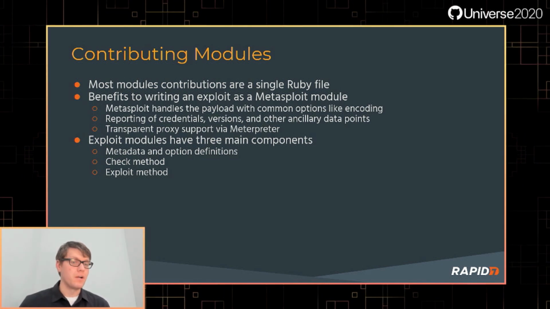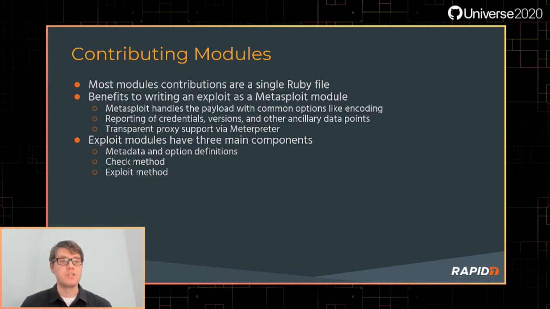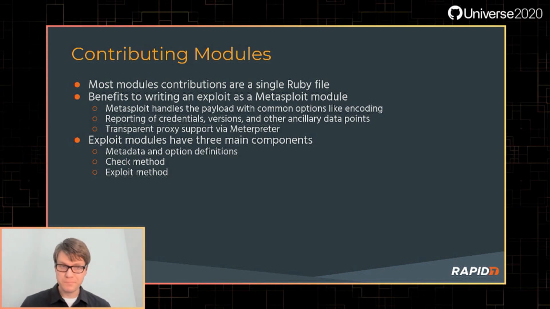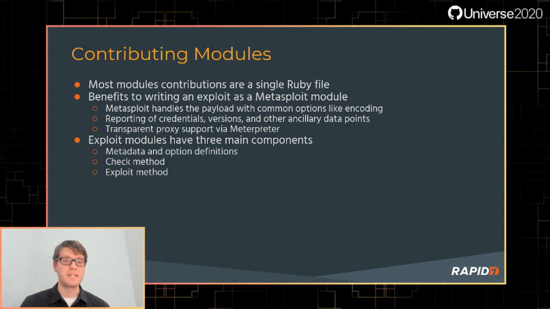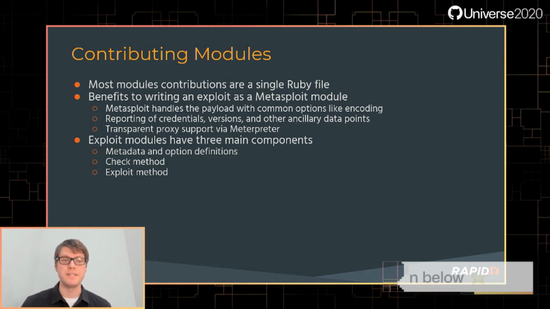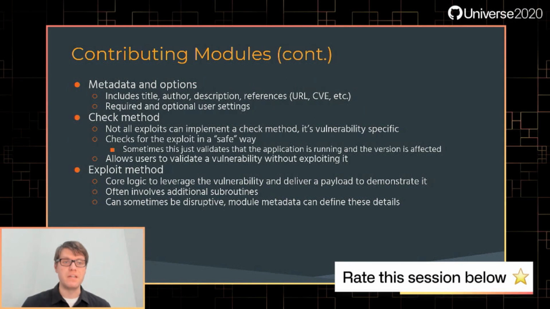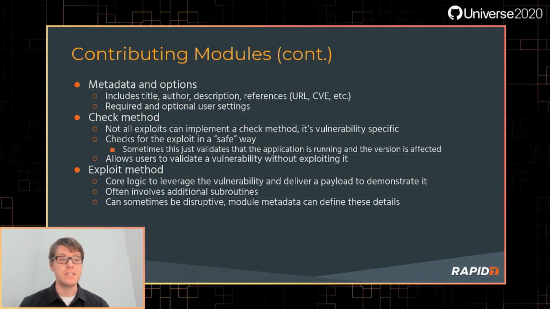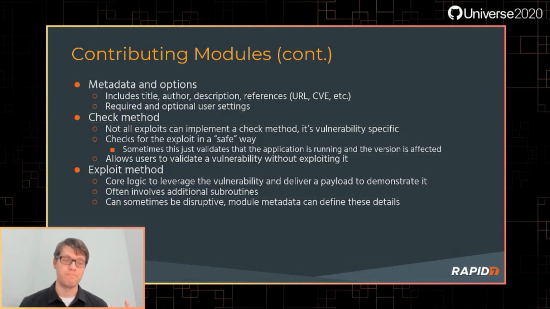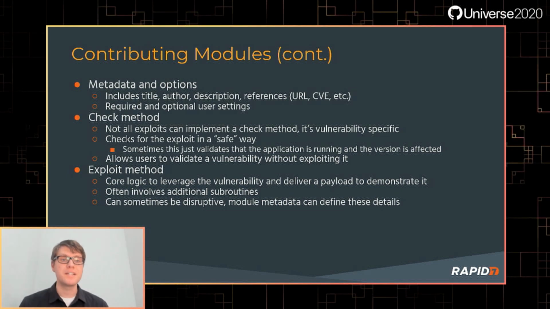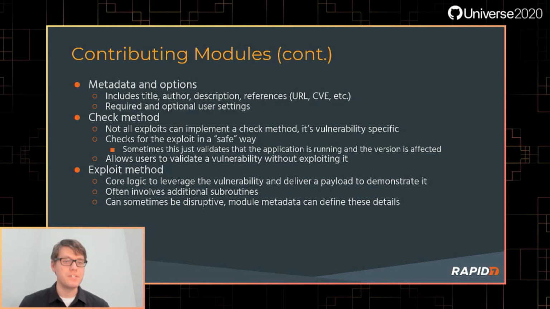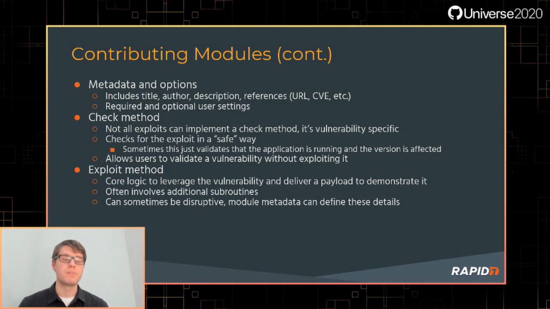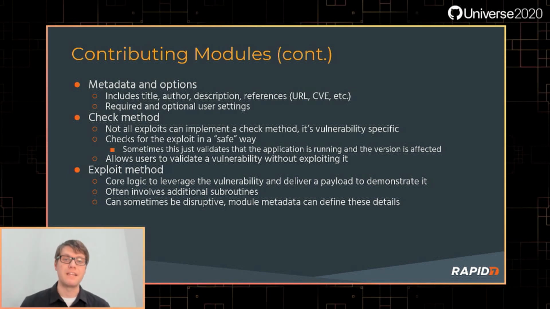So if you see a lot of value in those and you want to contribute a Metasploit exploit module, the exploit modules themselves are broken down into kind of three main components, which we'll go ahead and take a look at. The first of which is going to be the metadata and the particular options that are provided to the user, so they can go ahead and check those out. The next is the check method. Not all exploits have this capability, but we try to provide check methods for all the exploits that we can.